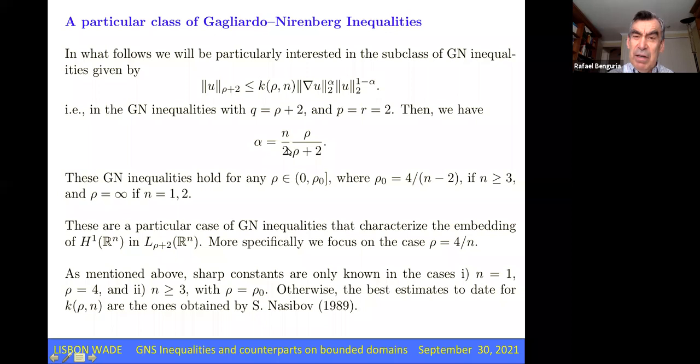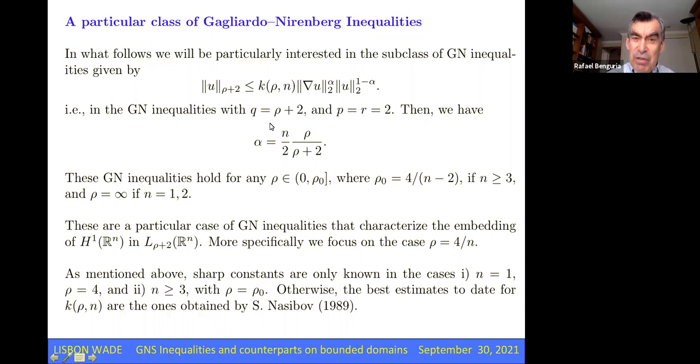All these things are given in terms of one parameter, rho, and this parameter rho runs from 0 to rho naught. Rho naught is the maximum here, and it's given by 4/(n-2), where n is the dimension of the space. That maximum is for all dimensions bigger or equal to 3, and in the case of dimensions 1 and 2, rho naught is equal to infinity. This expression is what characterizes the embedding of H1 in L rho plus 2.